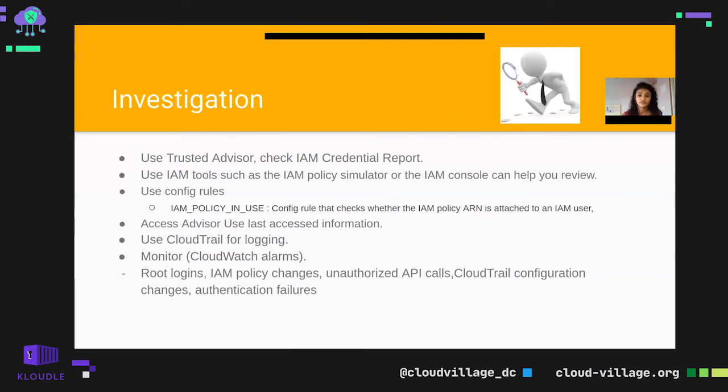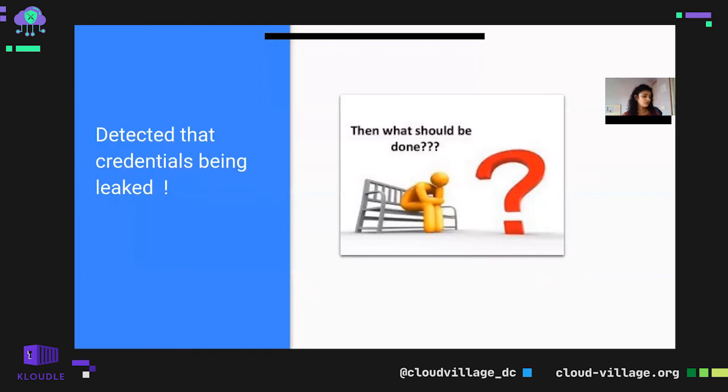Then the same for when unauthorized API calls happen. Then again you can be alerted. CloudTrail configuration changes happen. Authentication failures. All these you should take care of. Now you are alerted and detect, hey, my credential has been leaked or compromised.